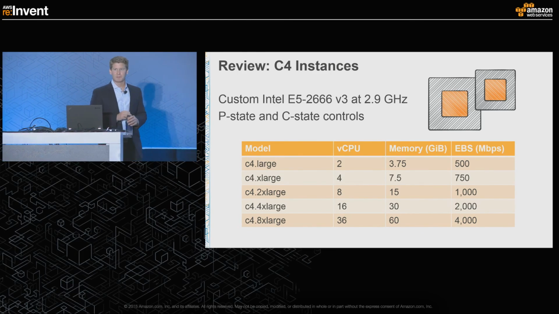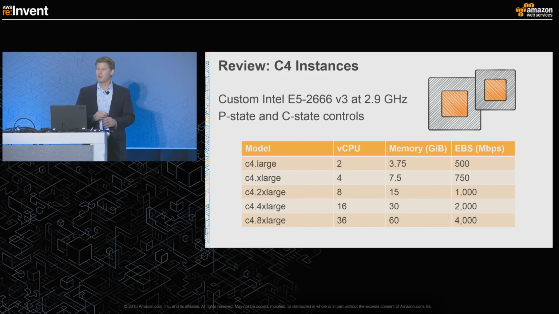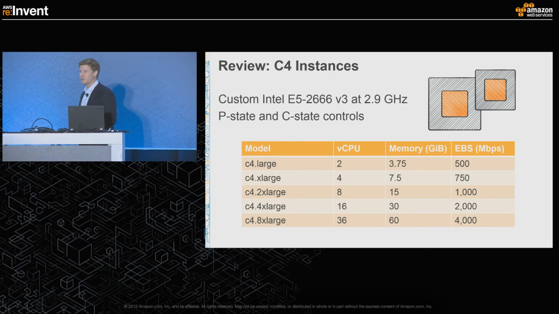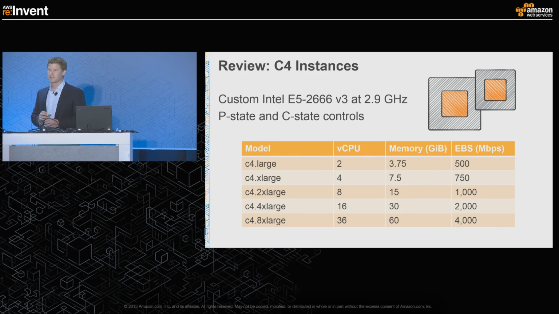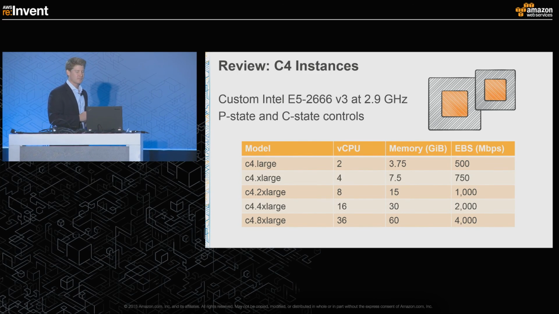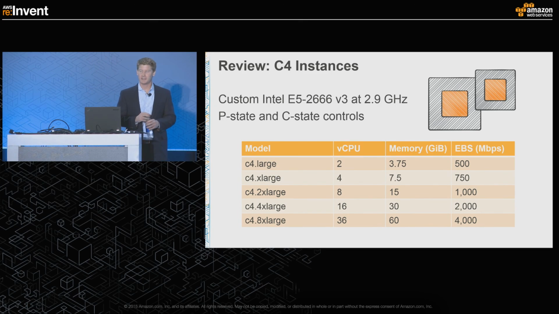With C4 instances, we first released something called P and C state controls, which allows you to control the sleep and the power states of the underlying Intel CPU. You can do that with the C4 8xlarge, which is our largest size. And C4 is the fastest EC2 instance out there.